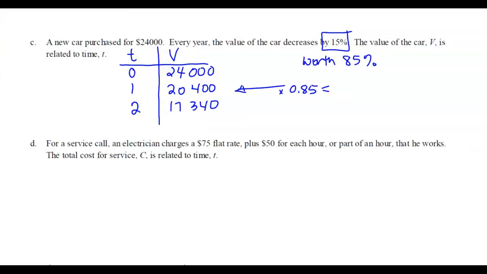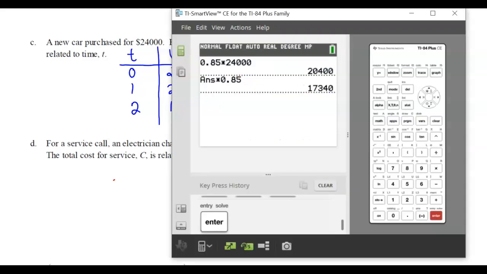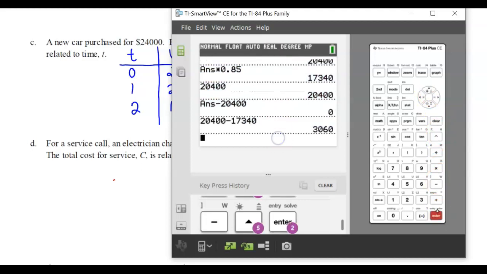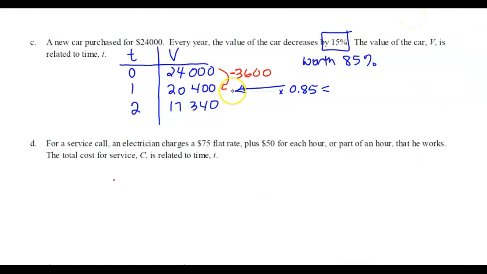Notice how the change there, going from this year to this, it reduced by 3,600. Now, if I take the previous year and I subtract the current year, oh, that's not what I wanted. I want the previous year, subtract current year, and I get 3,060.